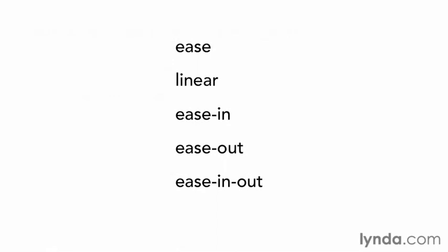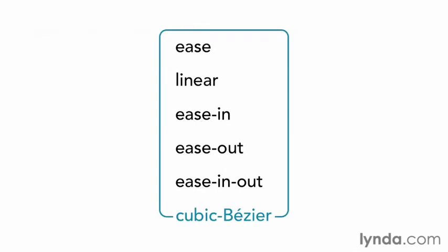Each of the keyword options can also be defined as a cubic Bezier curve. The keywords are a bit like a shortcut to commonly used Bezier curves. If you want more control than what's offered by the keywords, you can create your own curve. So let's go to cubicbezier.com to take a look at what these graphs look like.